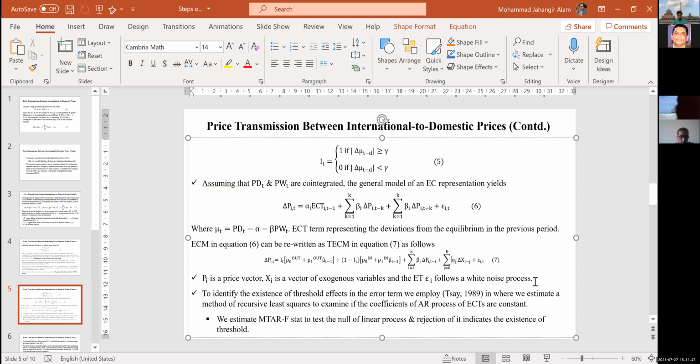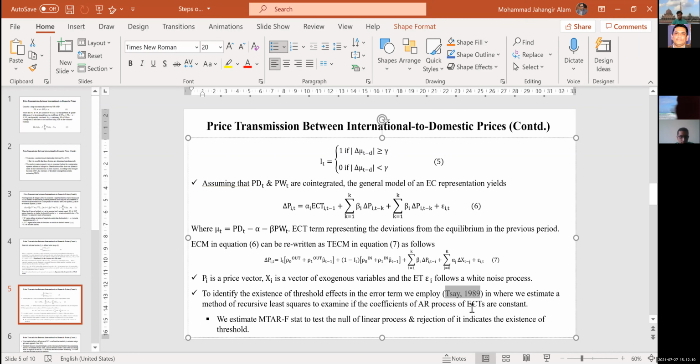I already explained that. So to identify the existence of a threshold effect in the error correction model, we employ the T-say test, in which we estimate a method of recursive least squares to examine if the coefficients of the autoregressive process of ECT are constant or linear.